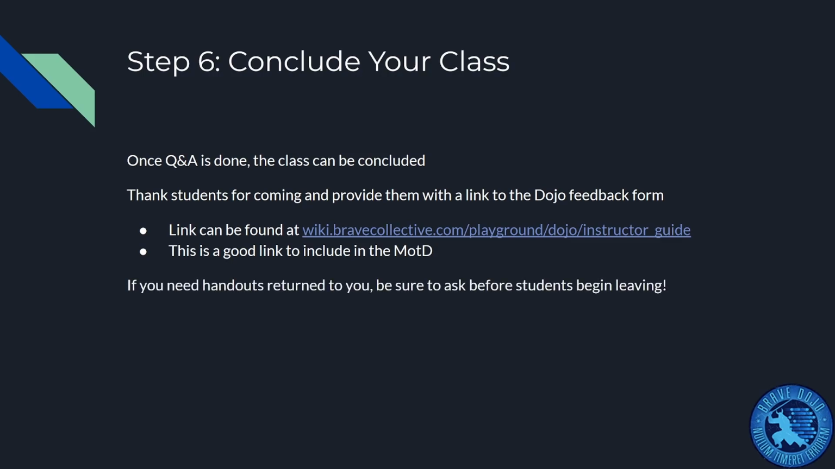If you need handouts returned to you, if there's ships that you need to get back, make sure that you're asking students before you dismiss them, before you fully conclude the class. Sometimes people forget that they were handed out. Just give them a reminder, say, hey, if you took a handout ship, make sure that you trade it back to me before you leave, please.